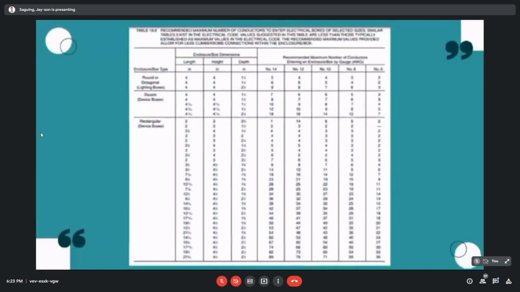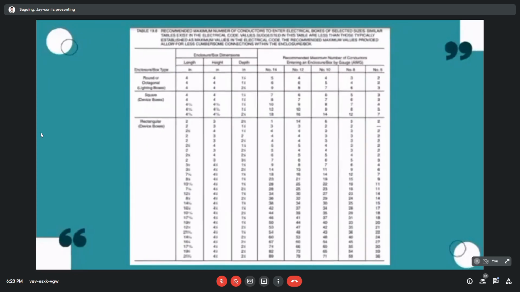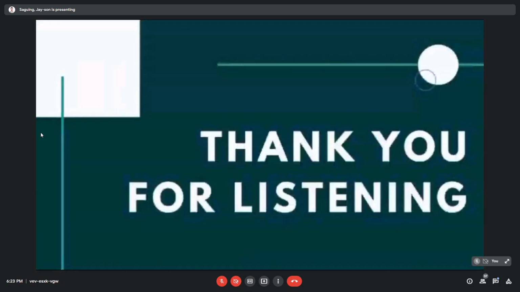So the last one is a table. As we all know, boxes of different shapes and sizes can safely accommodate a varying number of wires depending on their size. The total volume of the box is the determining factor. So this table helps us to designate the number of conductors allowed in an electrical box based on its size, the type of box, and the wire size.